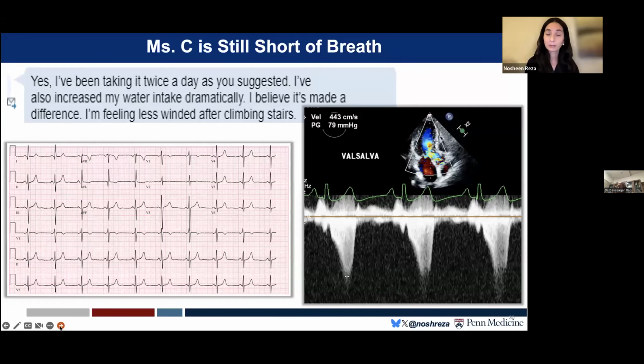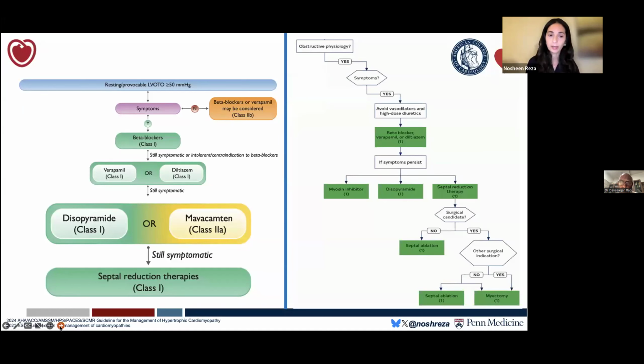So what do we do from here? Well, let's return to our guidelines. Let's look at the ESC side of the guidelines. Now they say after beta blockers and non-dihydropyridine calcium channel blockers, if patients are still symptomatic, your next step would be disopyramide or mavacamten, a cardiac myosin inhibitor, either as a class 2A recommendation.